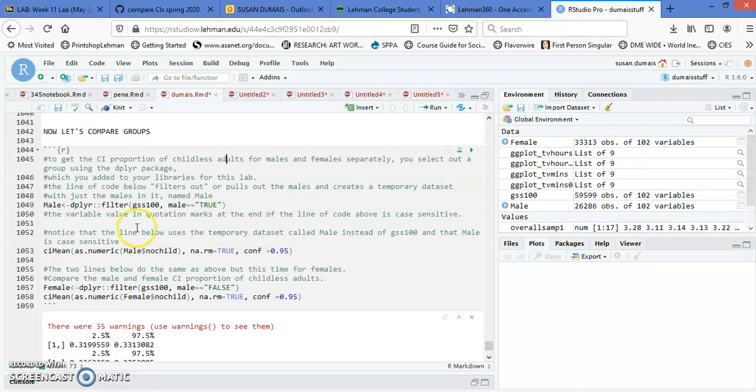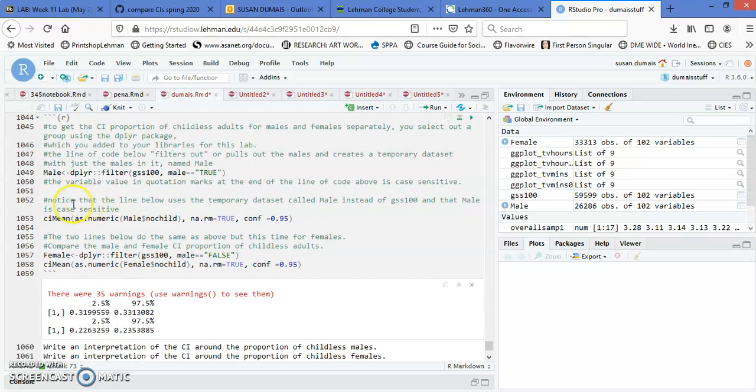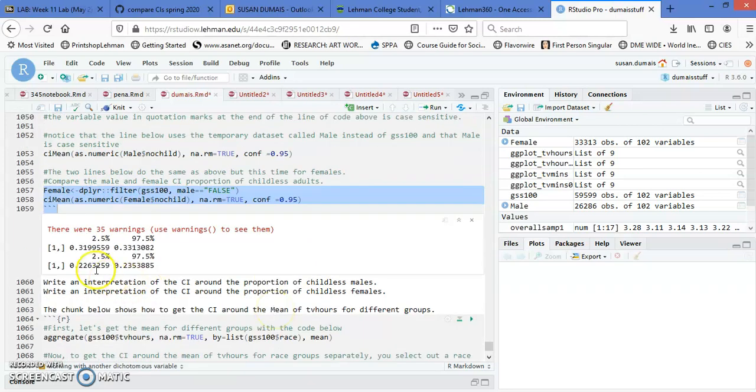Okay, as usual, we had warnings, but we don't need to worry about that. So the first thing I did was pull out the males, and then I made a confidence interval for males for the proportion childless, 95%. And then I did the same thing, but for females. So the output that you see here, this is for males, the top, and the second one is for females.